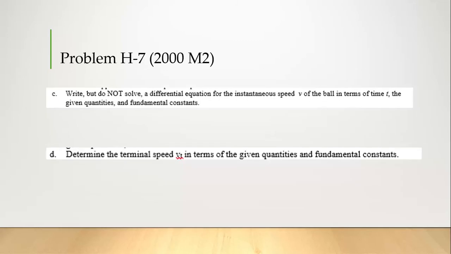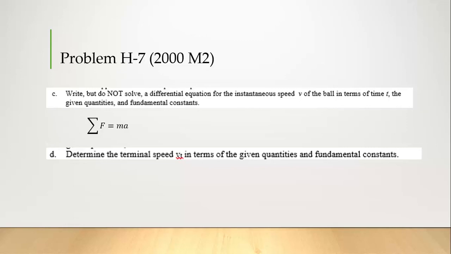Now here's a cool one here. It says, write but do not solve a differential equation for the instantaneous speed of the ball in terms of time t given the quantities and fundamental constants. You'll sometimes see them do this statement. When they're talking about write but do not solve a differential equation, what they mean is they want you to write a function or an equation that contains some function and possibly derivatives of that function. So in this case, v and a would be good examples, where a is the first derivative of v. So let's look at what they probably want us to do in this one.